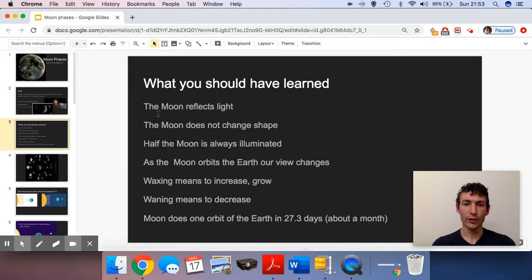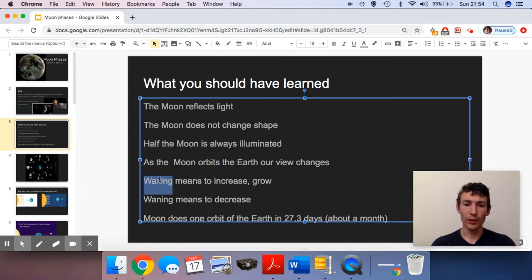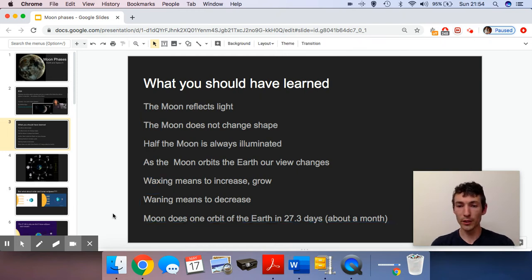Now what you should have learned is that the moon reflects light. It doesn't generate its own light. The moon does not change shape. Half the moon is always illuminated. And as the moon orbits the Earth, our view changes. Very important here as well for naming the phases of the moon: waxing means to increase or grow, and waning means to decrease. And then finally, the moon does one orbit of the Earth in 27.3 days. That is about 1 month, and that's where the name month comes from, moon.